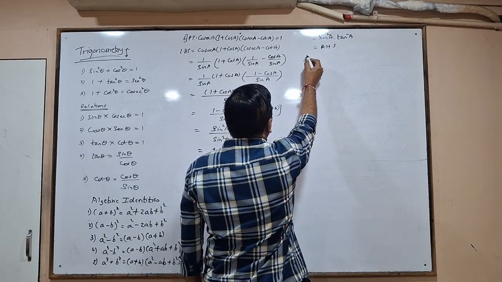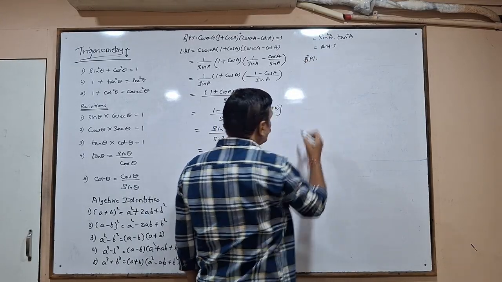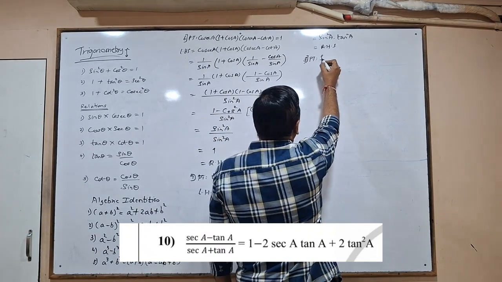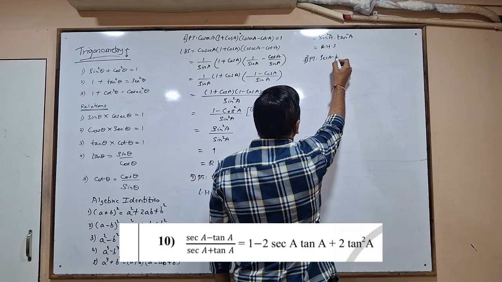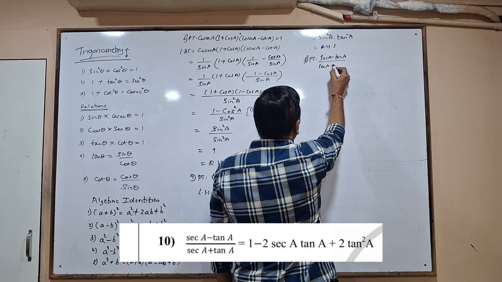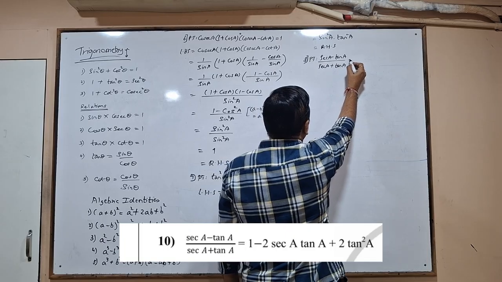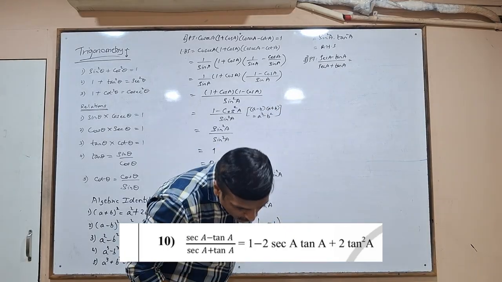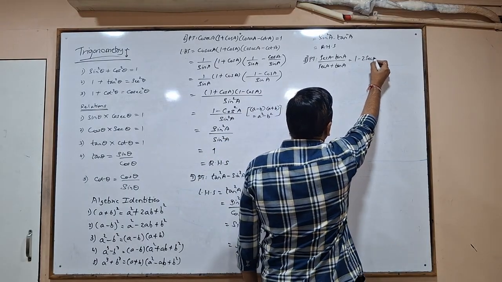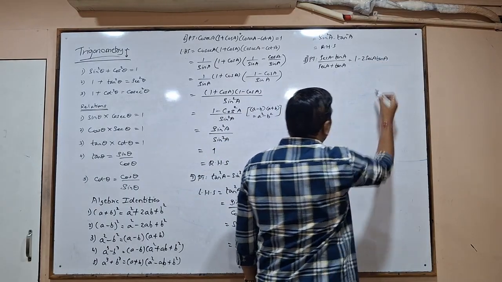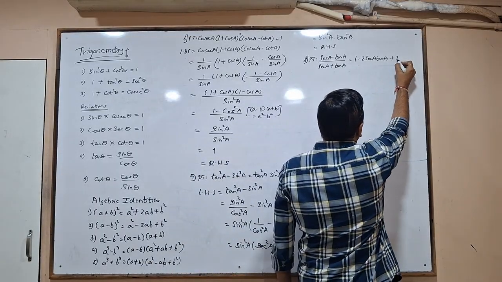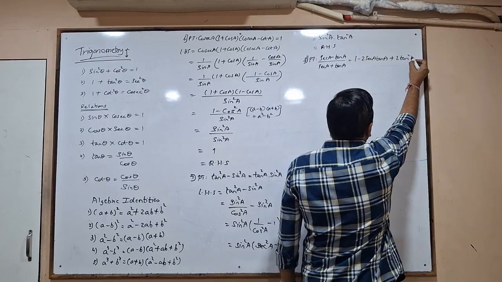Eighth one. Prove that (sec A minus tan A) upon (sec A plus tan A) is equal to 1 minus 2 sec A tan A plus 2 tan square A.